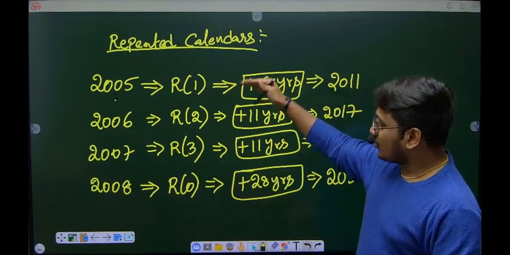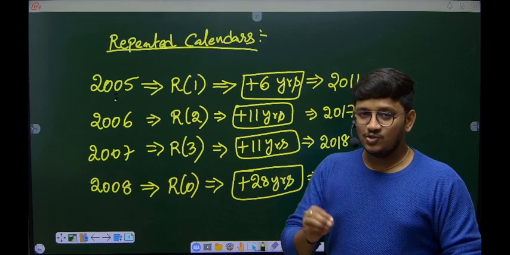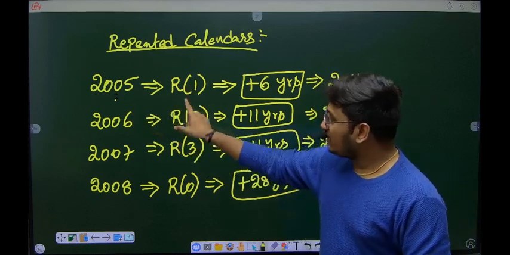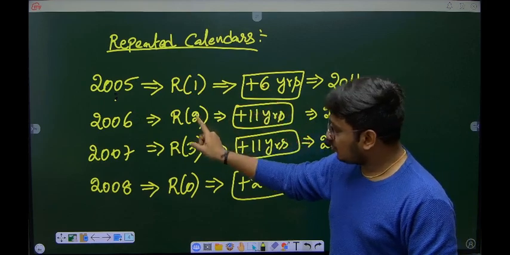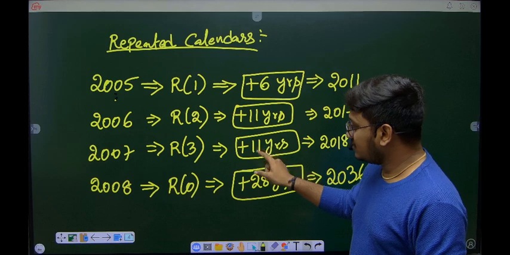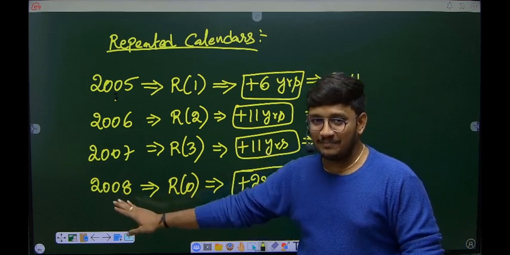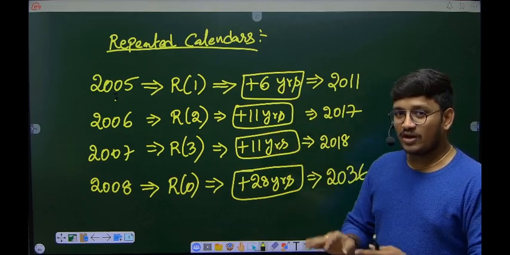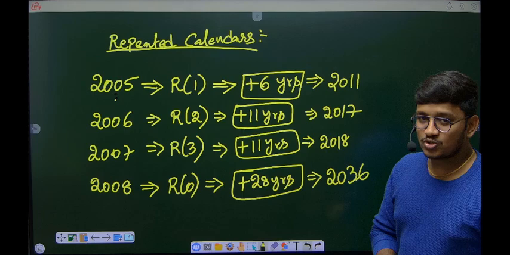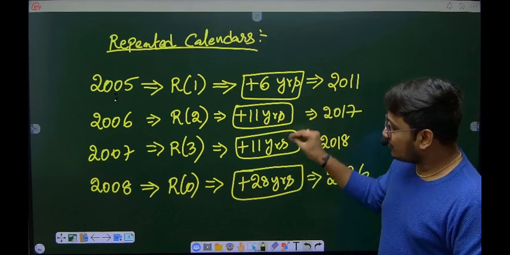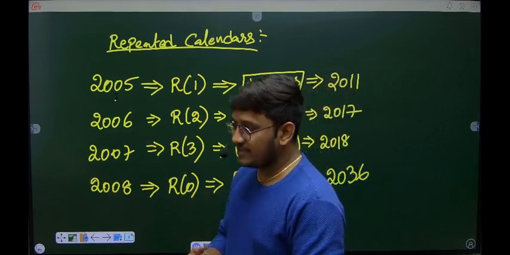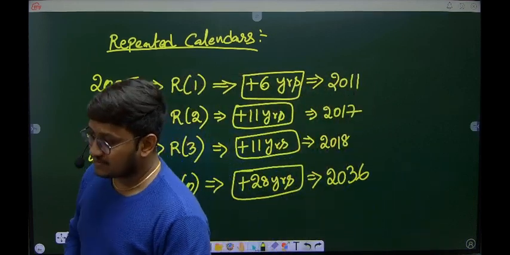So this is the concept of repeated calendars. You just need to remember the logic here. If you get remainder 1, the calendar repeats after 6 years. Remainder 2 or 3, after 11 years. And remainder 0, meaning a leap year, after 28 years. Please make a note or take a screenshot. If you remember these 4 points, it might help you if you get any questions on repeated calendars.